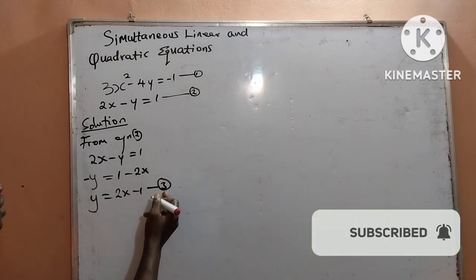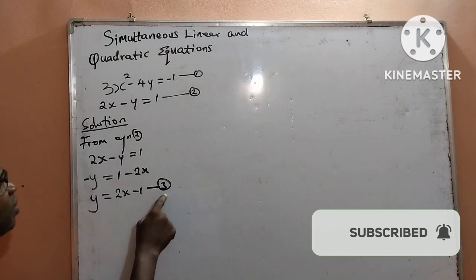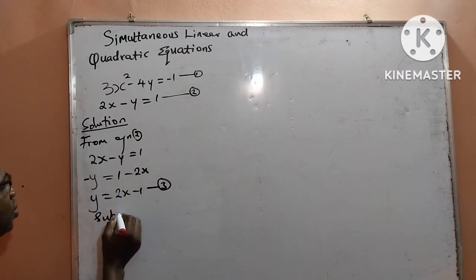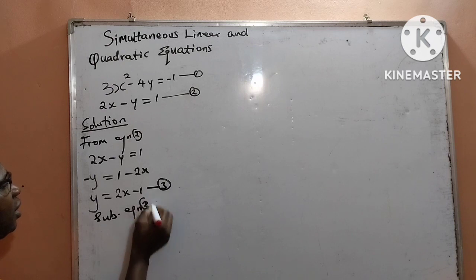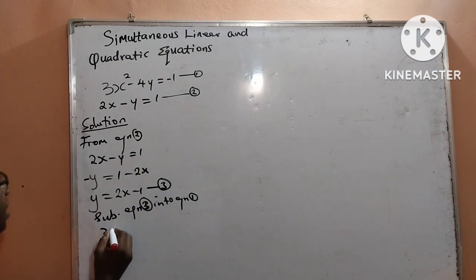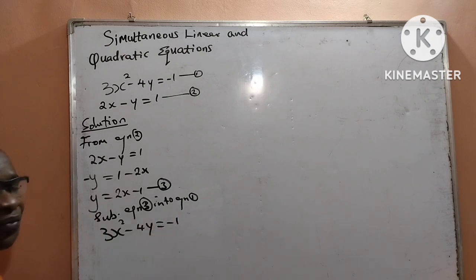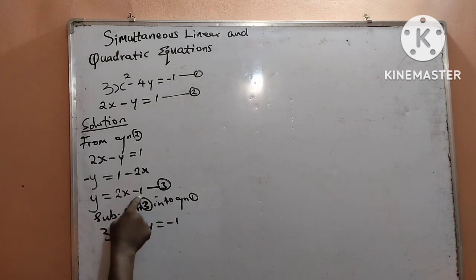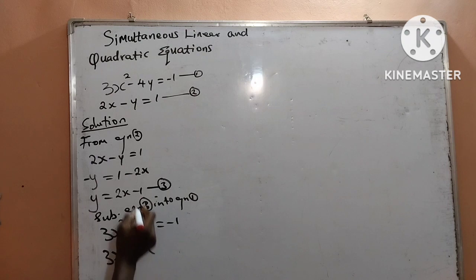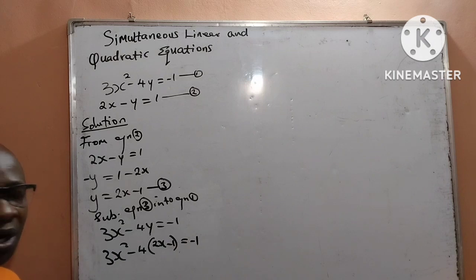I will substitute equation 3 into equation 1 because I started from equation 2. But equation 1 says that 3x raised to the power 2 minus 4y is equal to negative 1. So anywhere I see y, I put 2x minus 1. And that means I will have 3x squared minus 4, then my y is here, I will write 2x minus 1. Everything is equal to negative 1.